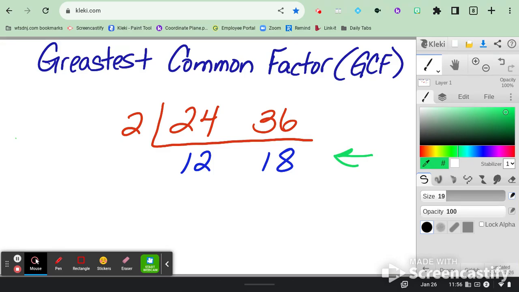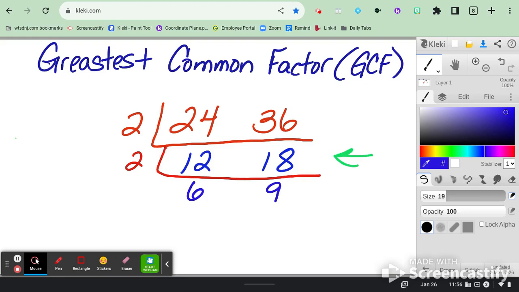So now I'm looking to see, do I have a number that goes into 12 and 18? So 12 and 18, are they both divisible by the same number? Well, again, I see that they are even. So I know that 2 can definitely work. So I'm going to draw my L shape. I know that 2 is going to work. 2 goes into 12 6 times. 2 goes into 18 9 times.